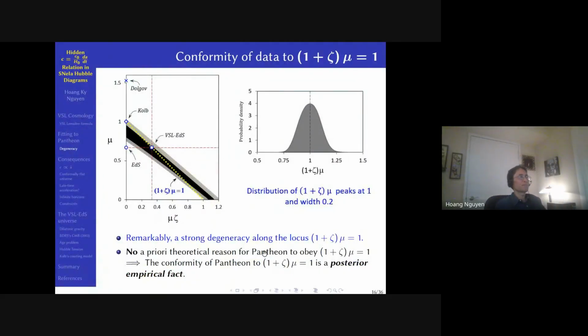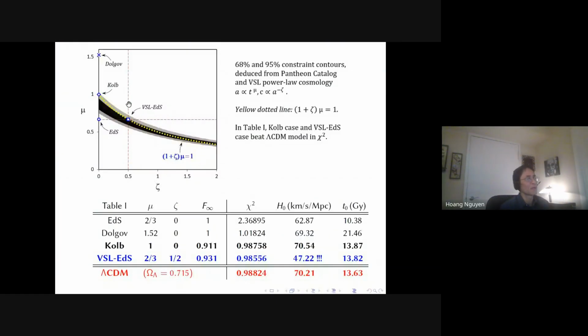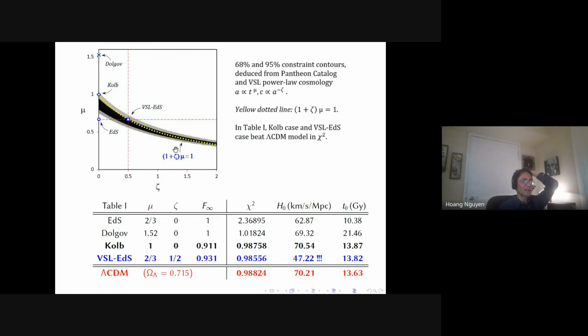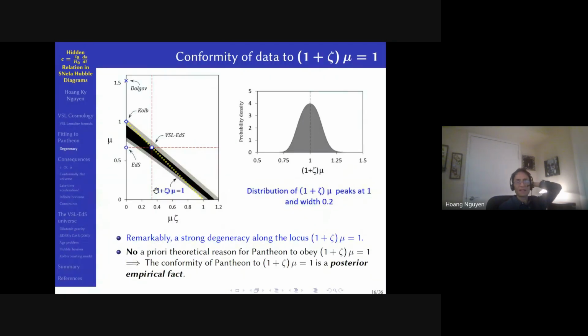All right, so instead of plotting this way, I'm going to replot mu versus mu zeta instead of mu versus zeta, for a reason. This picture is exactly the same as that picture, nothing else. But the nice thing is that the locus 1 plus zeta mu equal to 1 becomes a straight line in this plot, and the 68 and 95% confidence levels look like that, right? So it hugs this line pretty well.